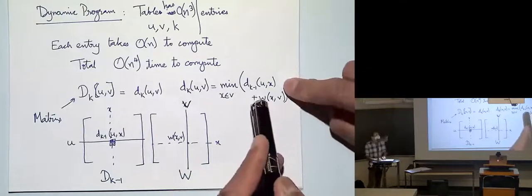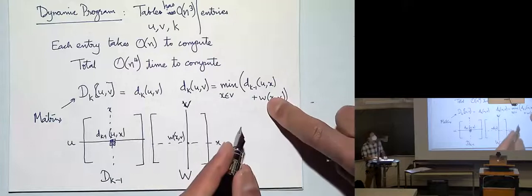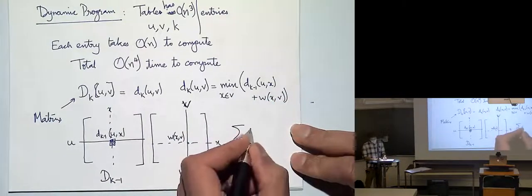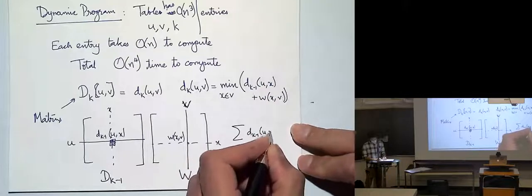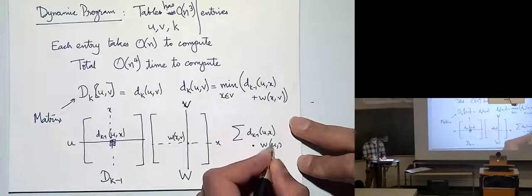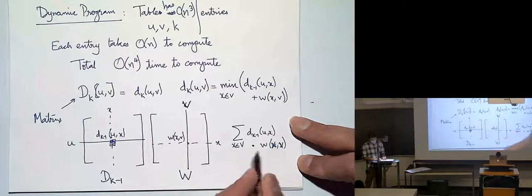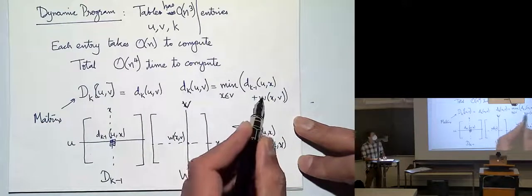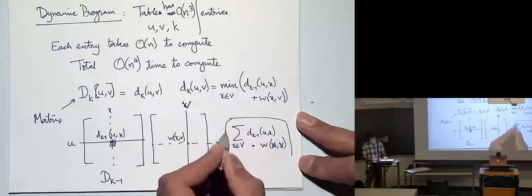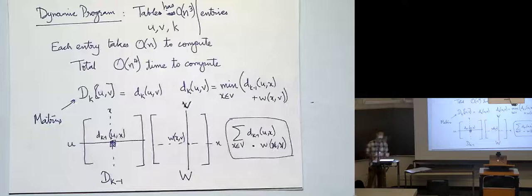So this looks a lot like, suppose instead of this I did the sum of d_{k-1} of ux times w_xv. Suppose I did the sum instead of the min. I did a multiplication instead of the addition. What is this then? This is just matrix multiplication.